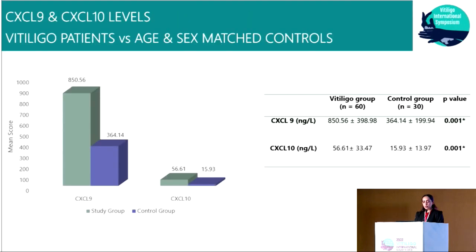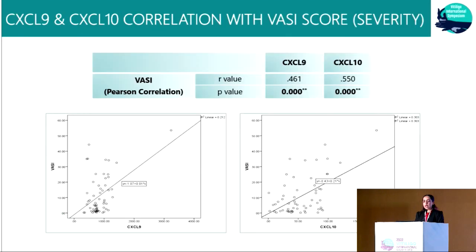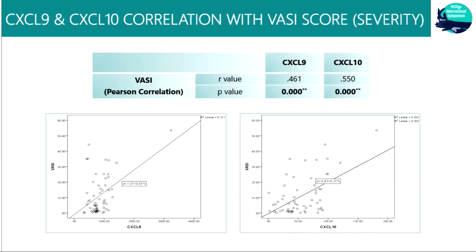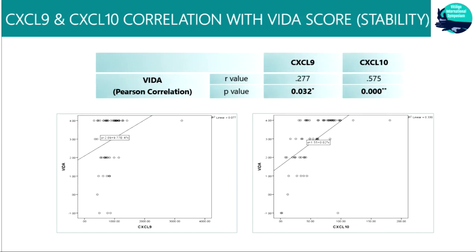We compared both CXCL9 and 10 levels in vitiligo patients and age and sex matched controls, and we found that both CXCL9 and 10 were relatively higher in patients with vitiligo than in the control group, and the values were statistically highly significant. Next, we correlated these levels with the VASI score or the severity score, and we found a positive linear correlation with both CXCL9 and 10, and that too very highly statistically significant. Next, we compared both CXCL9 and 10 with the VIDA score or the stability score. Again, a positive linear correlation was found with both CXCL9 and 10 with the VIDA score.